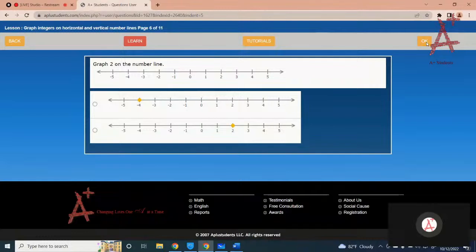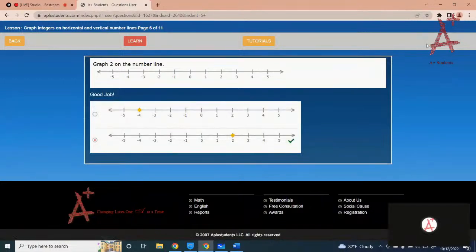Okay, graph 2 on the number line. So which option is the correct one, first one or the second one? The second one, because the first one represents negative 4. Here you can see here you have 2. So that means select the second option is the correct one. Select the correct option and click on the OK button.